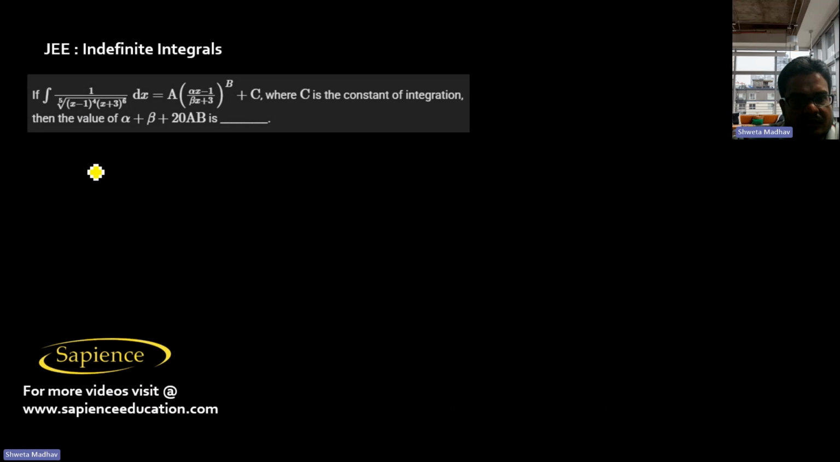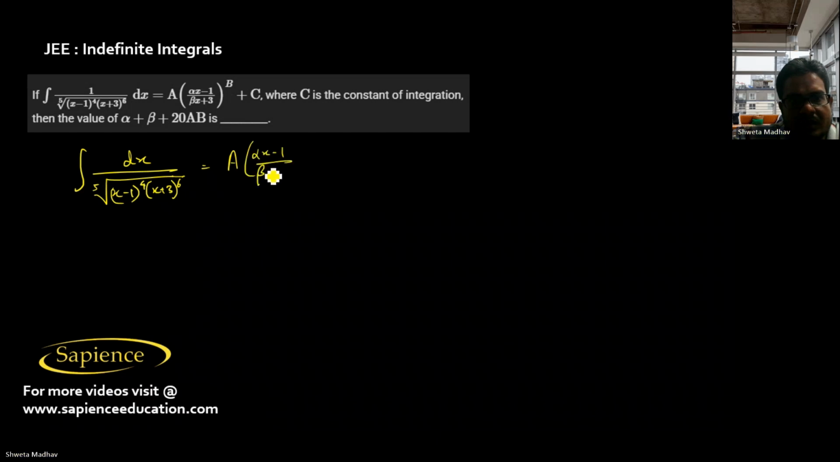So here we have to find the integral of dx by fifth root of (x minus 1) whole power 4 into (x plus 3) whole power 6. That is equal to a into (alpha x minus 1 by beta x plus 3) whole power b plus c, where c is the constant of integration. Then we have to find the value of alpha plus beta plus 20 ab.